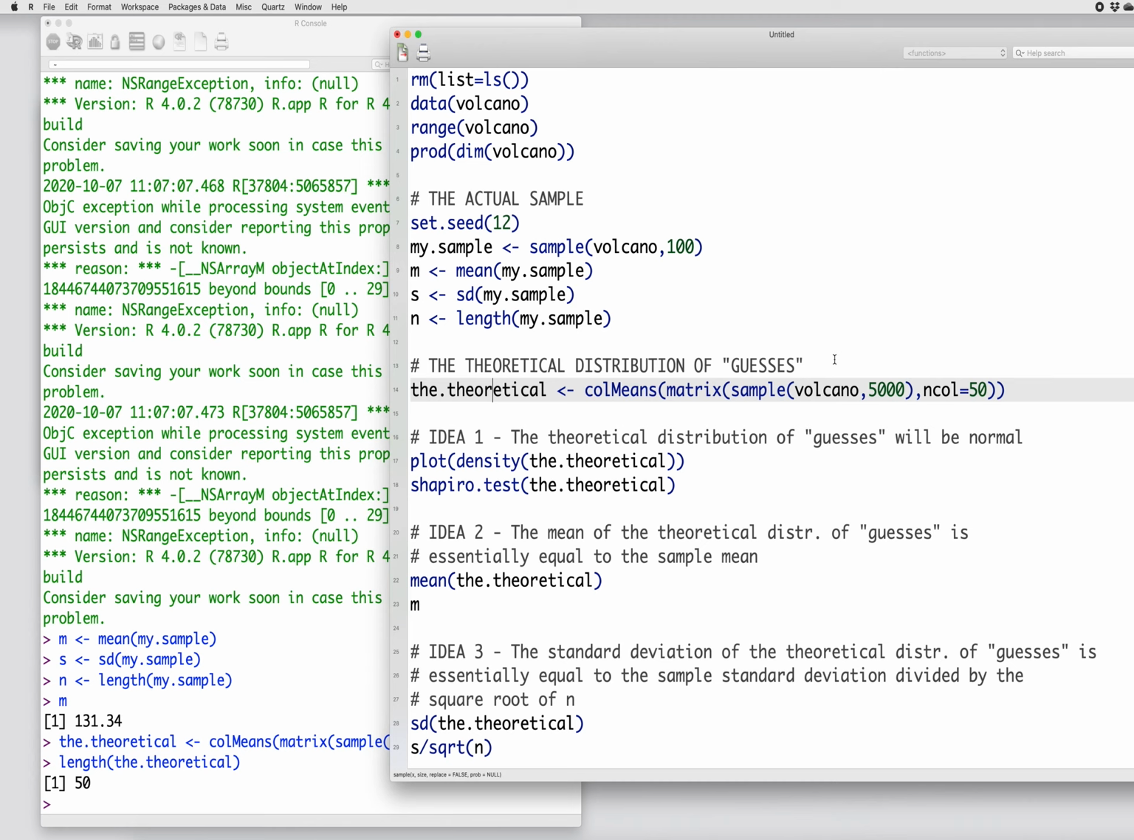So this is a theoretical distribution of guesses. Here we have one single guess that we have based from our sample, and this is how we normally do science. But to illustrate the point, here is our theoretical distribution of guesses about the mean. It's just a coincidence in this example that our guesses were guessing about the mean, but that's what we have here. So the first idea of the central limits theorem is that this theoretical distribution of guesses will be normally distributed, whether the original data are or not.